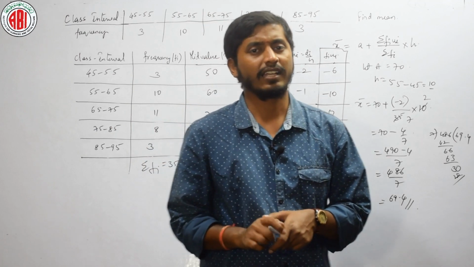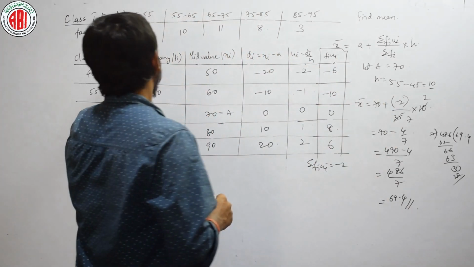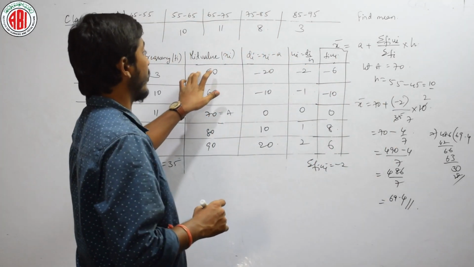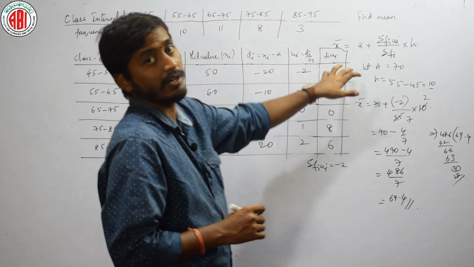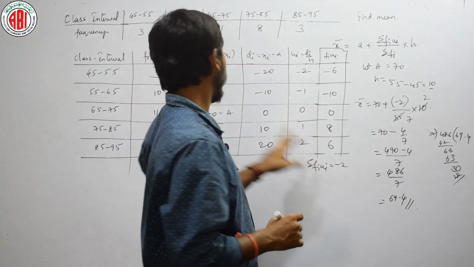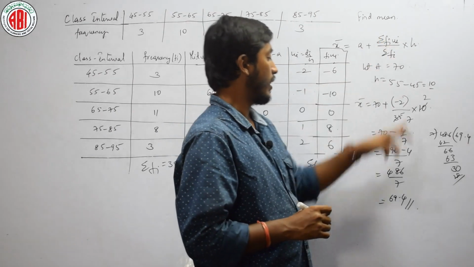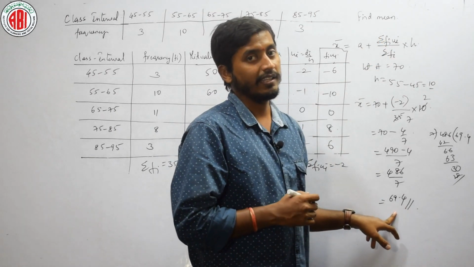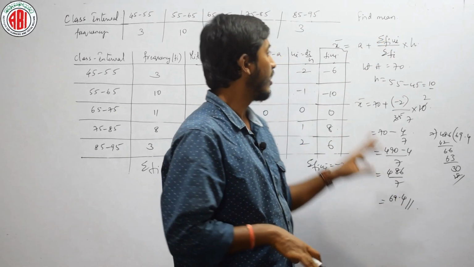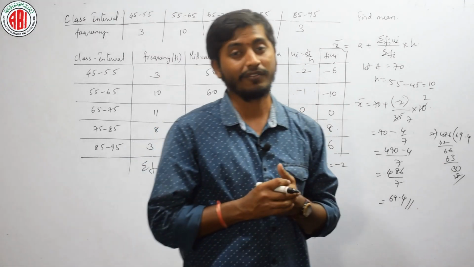Did you understand? Now, let us check here. These are the class and frequency. I have found out mid values, d values, ui, and I have found out fi ui. I have to add everything, divide by summation fi, into h. We will directly get the answer. Is it okay? This is how we will solve mean in different methods.